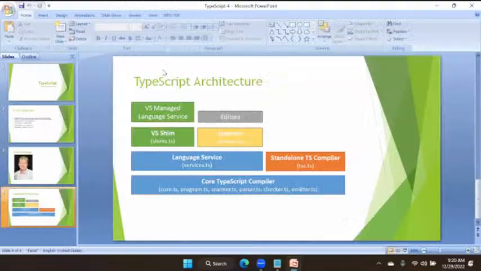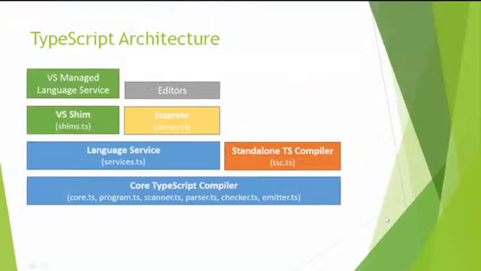So the TypeScript architecture comprises of two compilers. What is core compiler? Core compiler translates the code and identifies the errors in your code. Once translated successfully, it needs to be transcompiled into JavaScript. Who will do that? Standalone compiler. And whatever library is required for TypeScript, that is provided by language service.